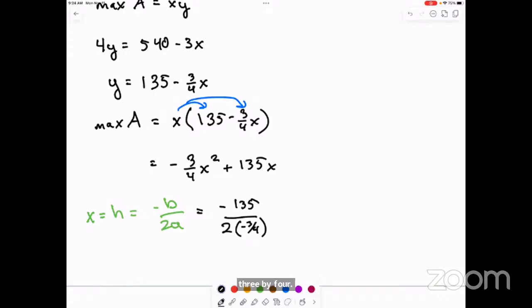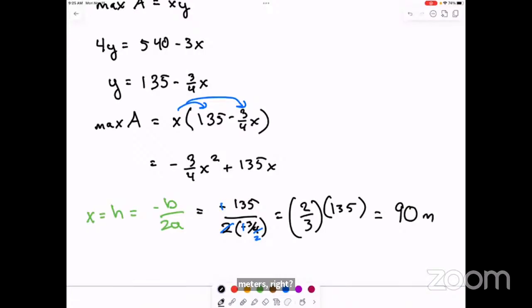Let's see. This 2 turns this 4 into a 2. We flip and multiply, and the double negative becomes positive. So then it looks like it's going to be 2 over 3 times 135. Okay. Let's see, 3 into 135 is 45. So 45 times 2 is 90 meters, right? So the x-coordinate of our vertex is 90 meters.